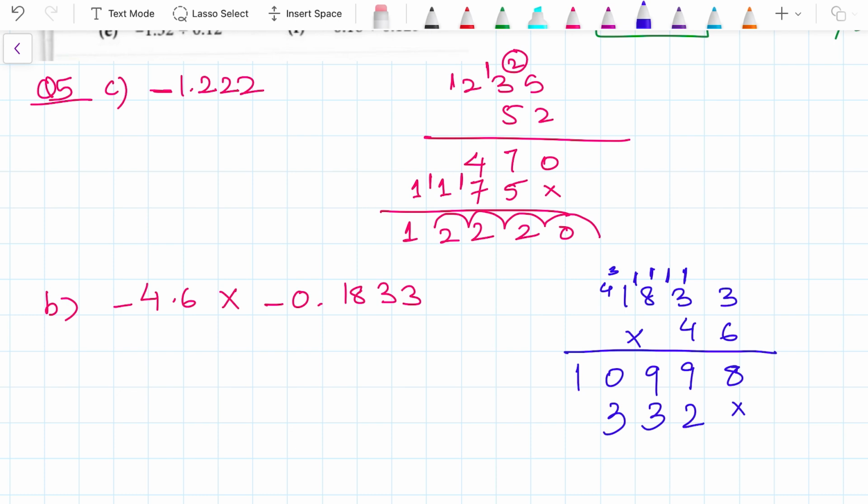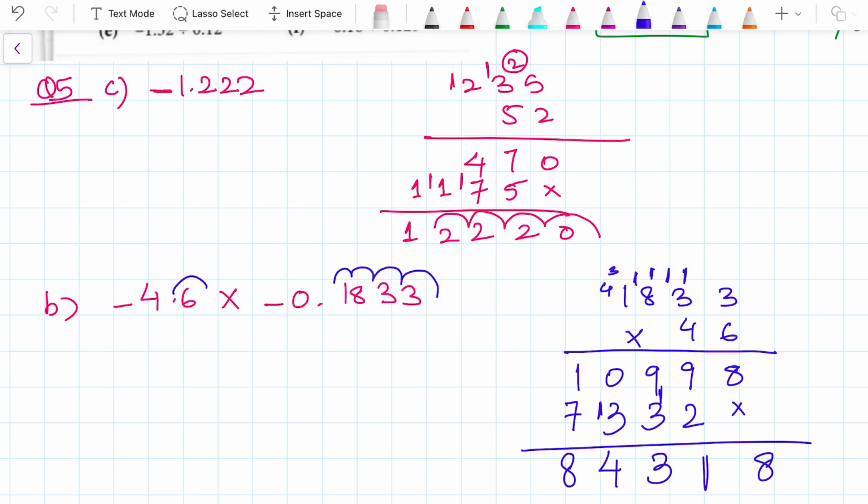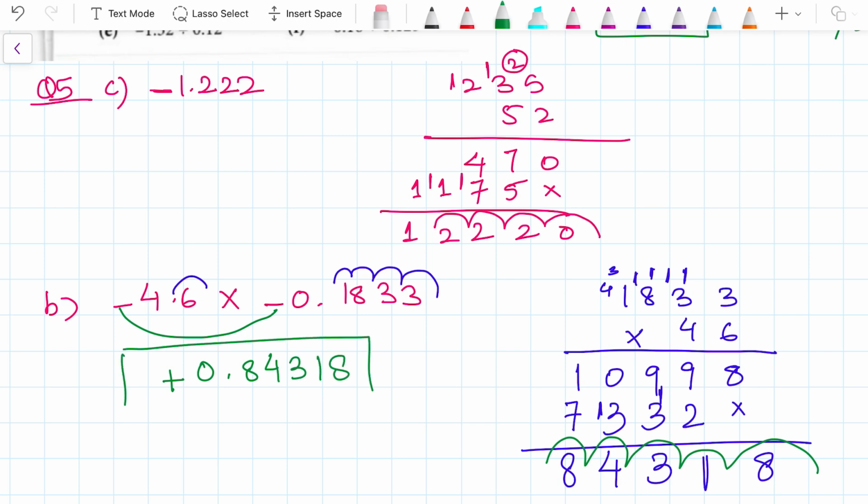4 times 1 is 4, 5, 6, 7, 8, 9, 10, 11, 12, 13. 3 plus 1, 4. 7 plus 1, 8. Now decimal places: 1, 2, 3, 4, 5. So minus is a plus, and 0.84318 is going to be my answer.